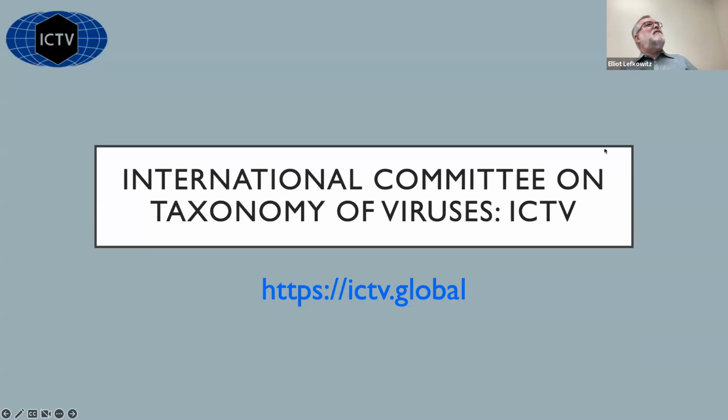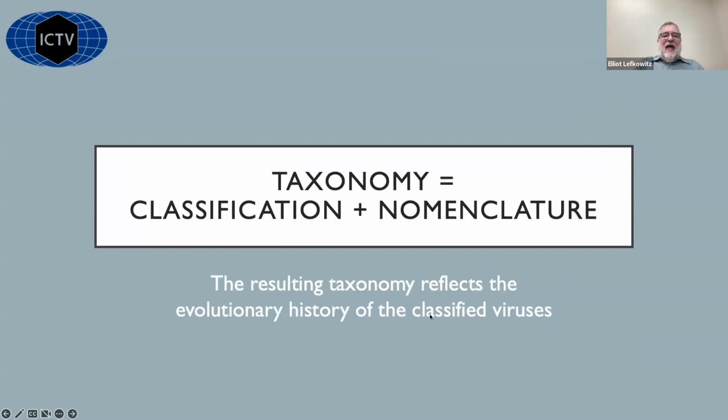Okay, so the ICTV is the International Committee on Taxonomy of Viruses. The URL that you can go to is ictv.global. We try to make that pretty simple. And so the ICTV determines the taxonomy of viruses. And taxonomy is a fairly simple concept. What it means is classification plus nomenclature.